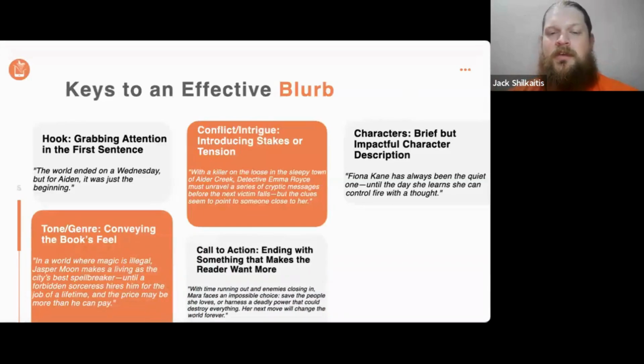Now, you should have a call to action, right? Or a call to adventure. So we're ending with something that makes the reader want more. It's not just like buy this book now, right? Kind of call to action, right?